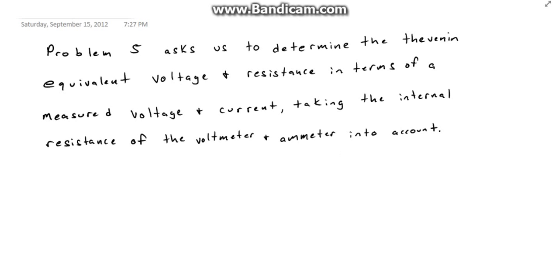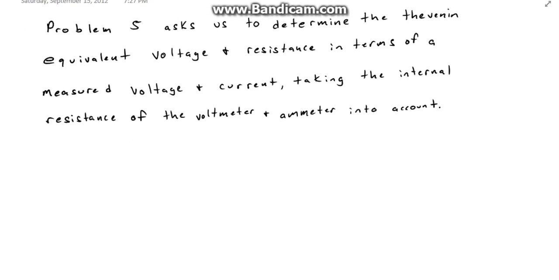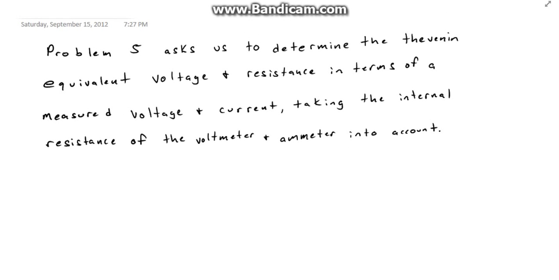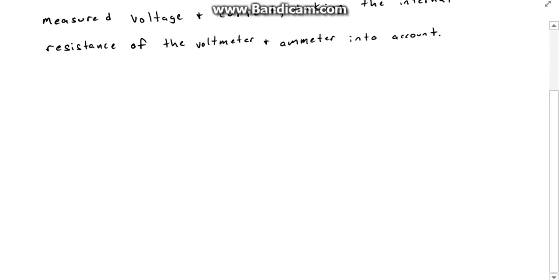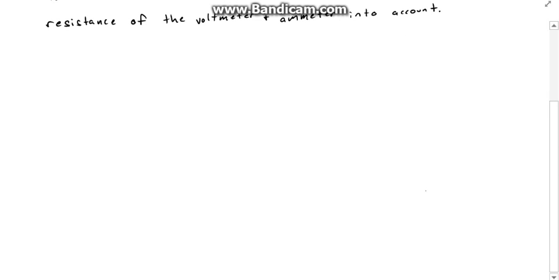So what problem 5 asks us to do is determine the Thevenin equivalent voltage and resistance in terms of a measured voltage and current, taking into consideration the internal resistance of the voltmeter and ammeter. To see how we would do that, let me first draw a circuit diagram for the measurement of the voltage. So what we have is our Thevenin equivalent voltage in series with a Thevenin equivalent resistance.